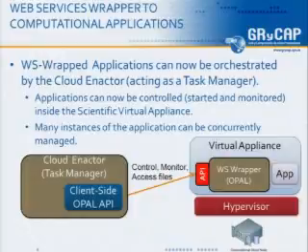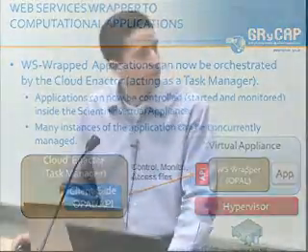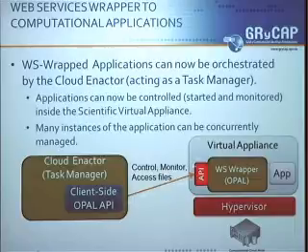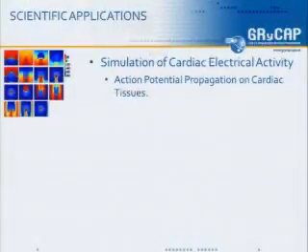So once we have these web service applications, we have the hardware hypervisor and then the virtual appliance, which runs the scientific application and a web service wrapper that allows this Cloud Enactor component to control these applications, to start and monitor them, and to access the output files. This is currently the approach that we have.